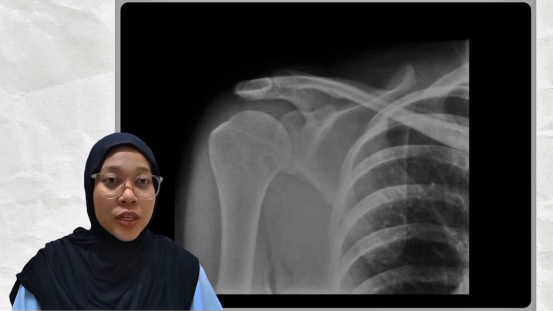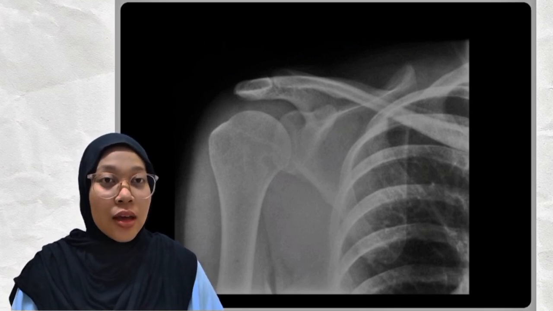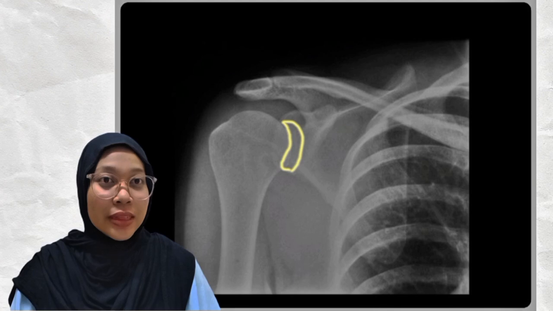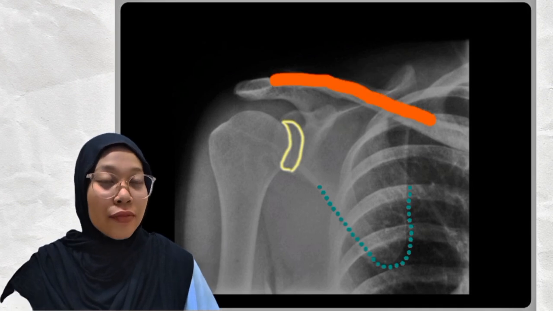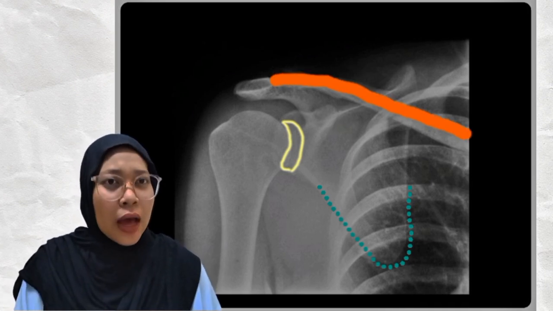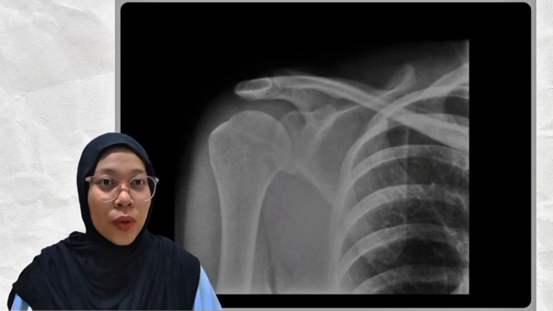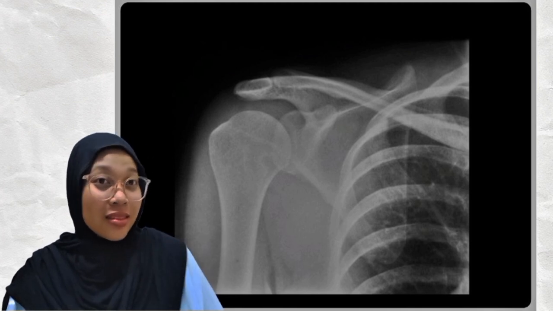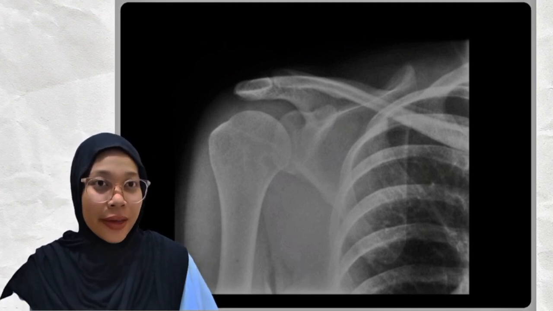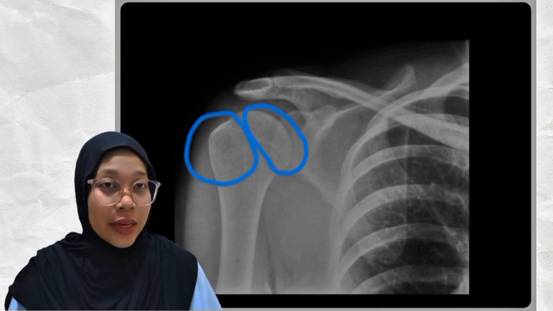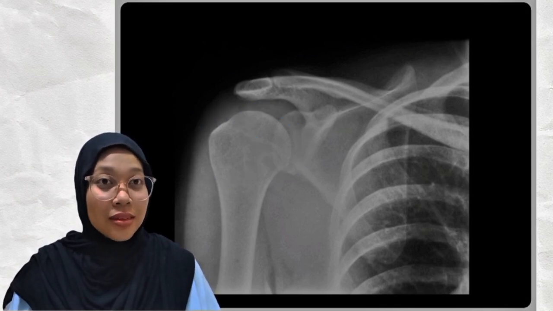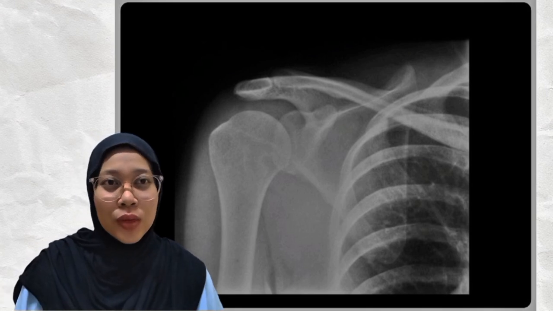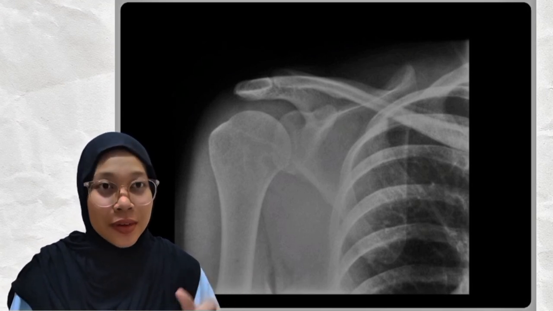Next, for the positioning, there is no rotation, evident by the glenoid cavity being visible. The lateral scapula is situated more anteriorly than the medial scapula. Next, the clavicle is slightly elevated but not foreshortened. And the last one, the patient's arm is in external rotation, evident by the greater tubercle and humeral head being in profile. Besides, the cortical outline of the lesser tubercle is between the greater tubercle and humeral head.